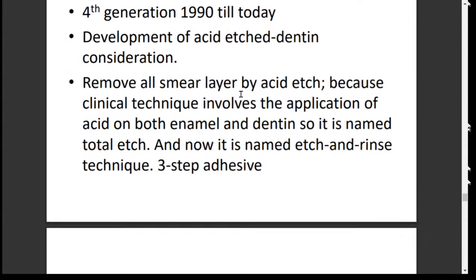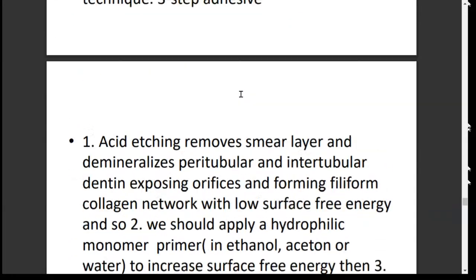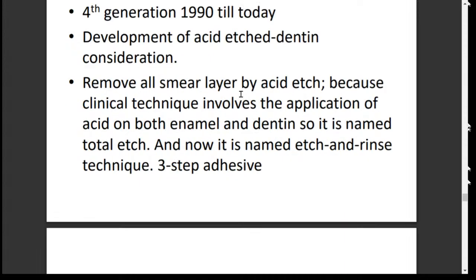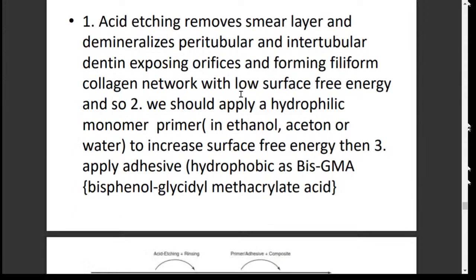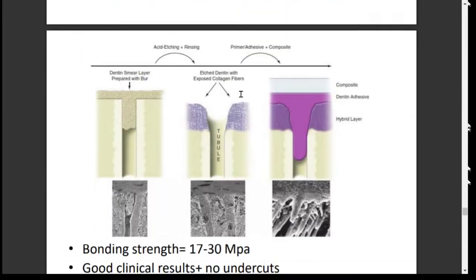Acid etching of dentin removes the smear layer because of clinical technique. The fourth generation removes all the smear layer by the acid technique. It needs 3 steps of adhesive. First, acid etching removes the smear layer and demineralizes peritubular and intertubular dentin. Second, we apply a hydrophilic monomer. And third, we apply the adhesive.